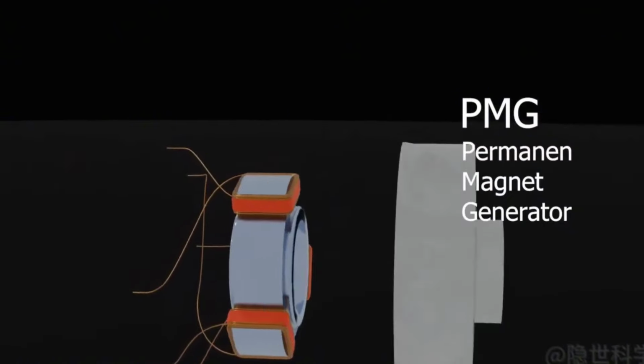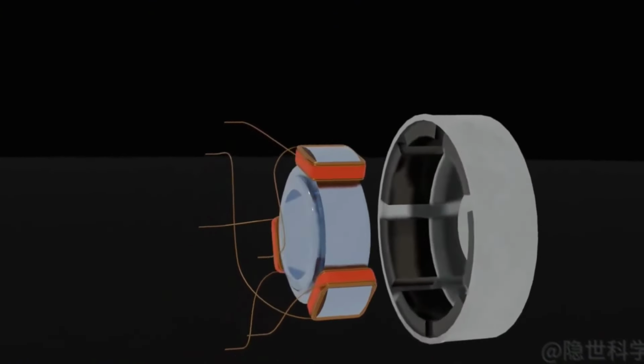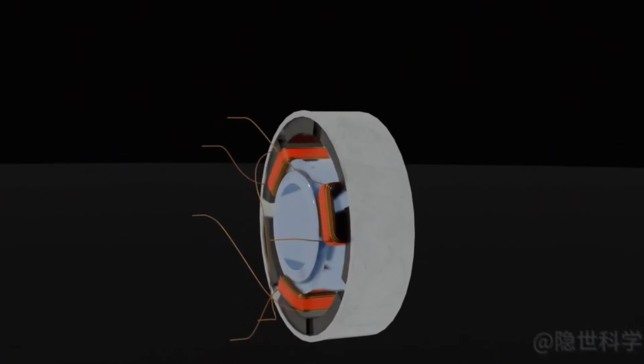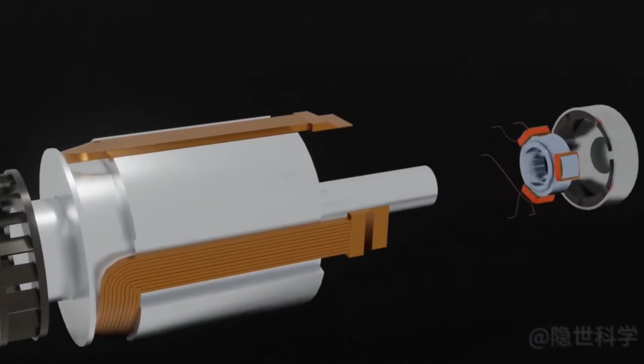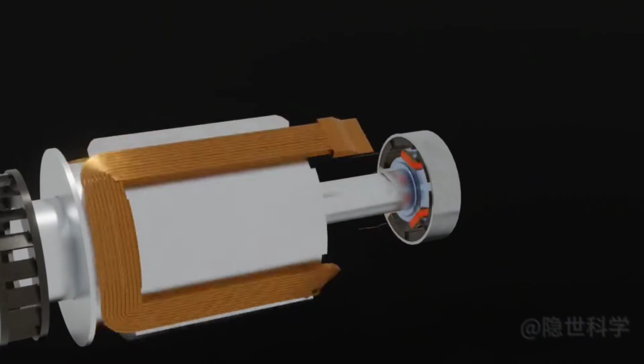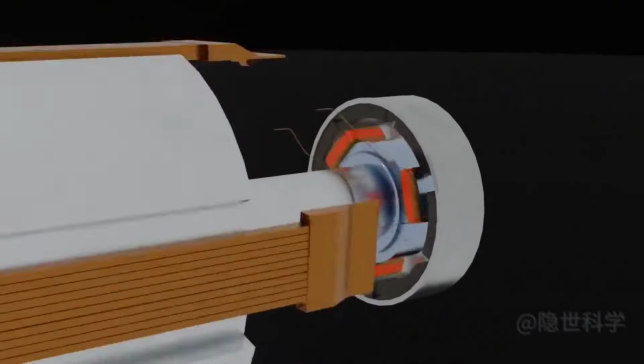This is a smaller size generator, but it uses permanent magnets as the stator. The PMG is mounted on the same shaft as the main generator, so when the main rotor rotates, both the rotors of the generator and the PMG rotate. This type is widely used in generator sets or large generators. So, how does it work?